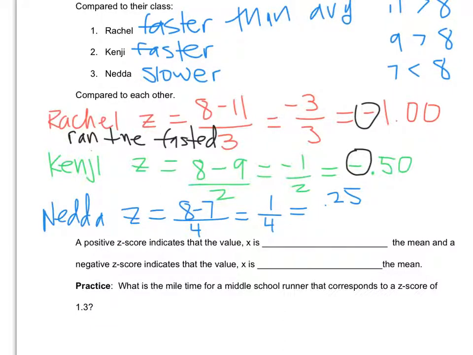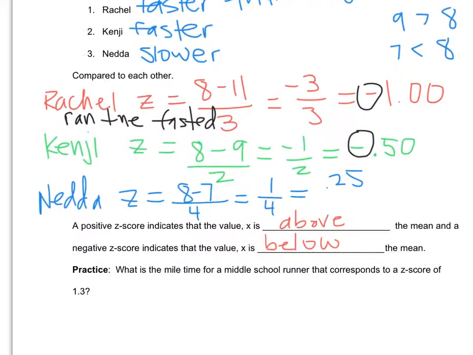A positive z-score indicates that the value x is above the mean or greater than the mean. And a negative z-score indicates that the value x is below or less than the mean.